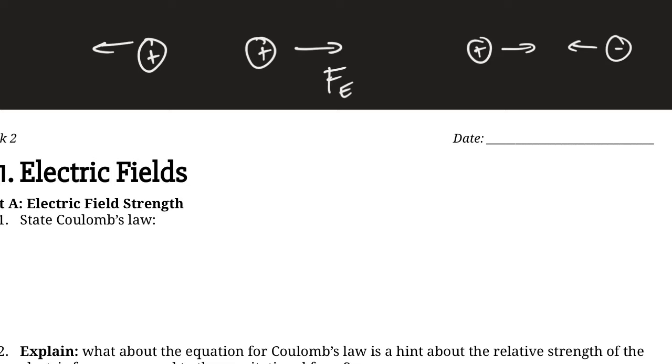The equation that helps us determine this is called Coulomb's law. The equation is K Q1 Q2 over R squared. This should look a little bit similar to Newton's law of universal gravitation. It's interesting that these two forces, the electric force and the force of gravity, behave very similarly in a lot of ways. The variables are a little bit different, but they're very similar. So K is a constant, just like it is for Newton's law of gravitation.